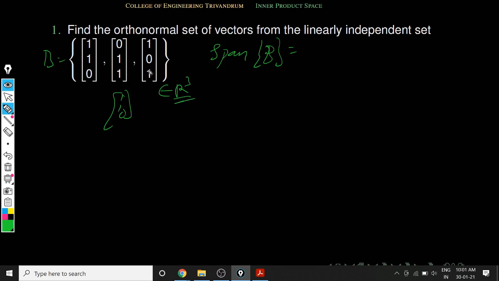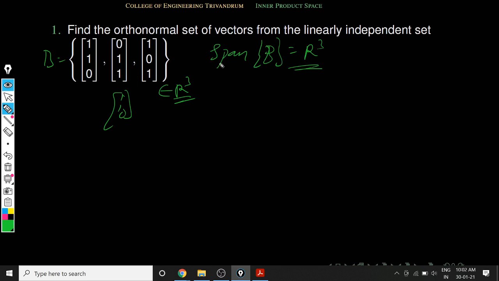Dimension is 3. This is a collection of three linearly independent vectors. So what about span B? Span B should be R3, because the dimension of R3 is 3 and this is a collection of three linearly independent vectors. So its span should be R3. Because this set B is linearly independent and the dimension of R3 is 3, this is a three element set, so its span should be R3.